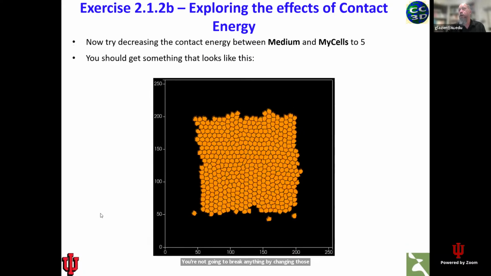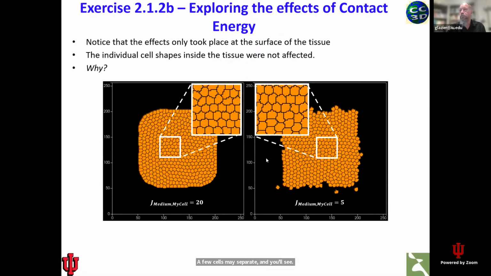Okay. If you make it 5, the adhesion is actually neutral. A few cells may separate, and you'll see that the boundary gets quite rough. If you look inside, you'll see that the cell-cell boundaries don't change if you've only changed cell medium energy. So the roughness between cell and cell is determined by the cell-cell contact energy. The contact with medium is determined by cell-medium contact energy.